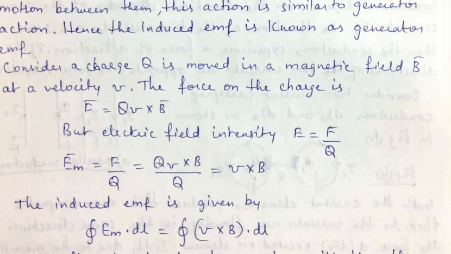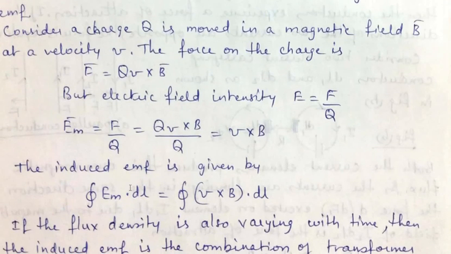But in electrostatics we have the relation for electric field intensity, which is equal to force per unit charge. So in place of F we can substitute QV cross B divided by Q. If you cancel Q and Q, we get V cross B. So the induced EMF, closed integral of E dot dl, is equal to closed integral of V cross B dot dl.